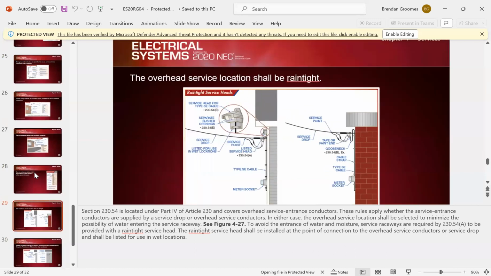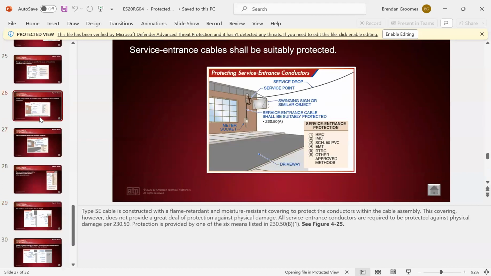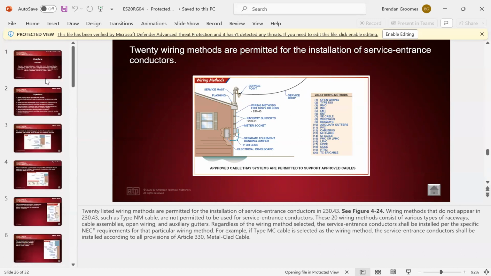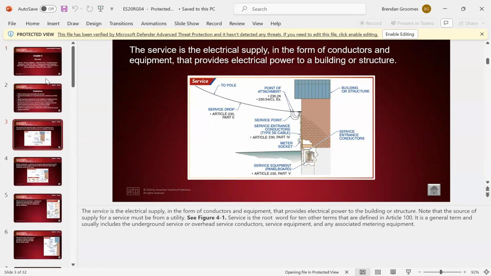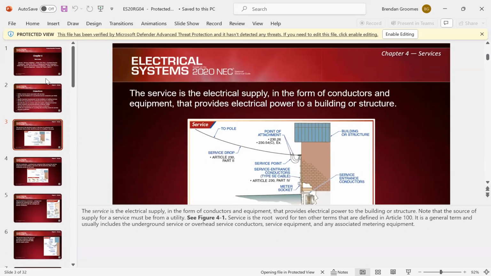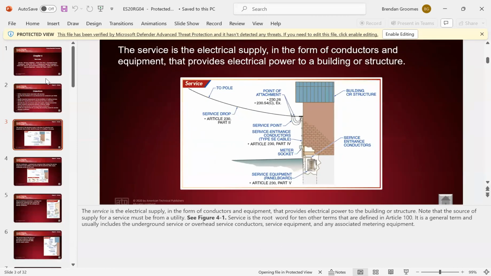So this one talks about the overhead service and the location of that. And this one in particular is chapter 4. So this is all about services, and everything here is going to talk about services. So for example, I'd like to talk about this picture in more detail. This is showing the basic overview of how services work. So we have a service drop that's coming in here, and then these are outlining all the important pieces of that.